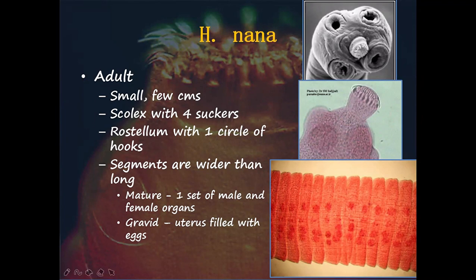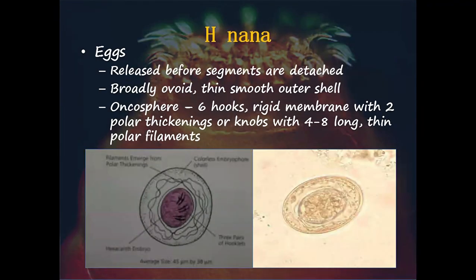So you still have a rostellum, but only one circle of hooks. The segments are wider than they are long. So this is a mature segment, very wide compared to its length. It has only one set of male and female organs, and the gravid will be filled with eggs. This time the eggs of H. nana and the next time H. diminuta will be characteristic. So this is the only time wherein the eggs also have characteristic features.